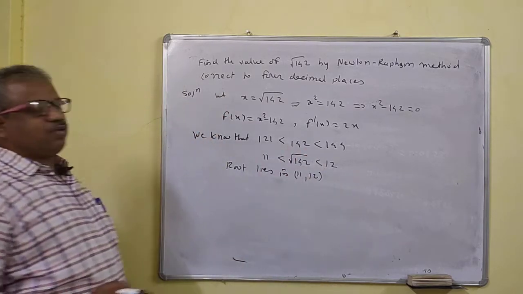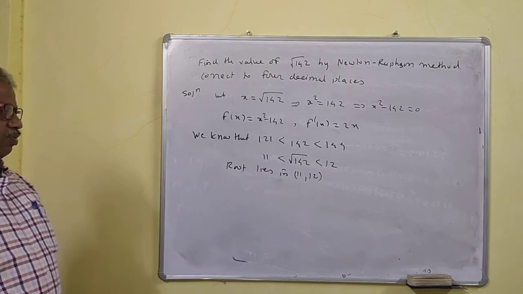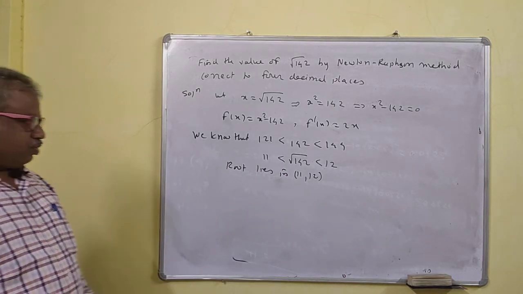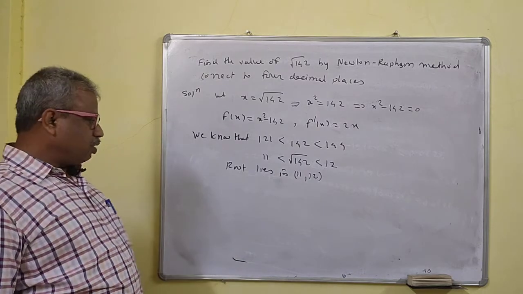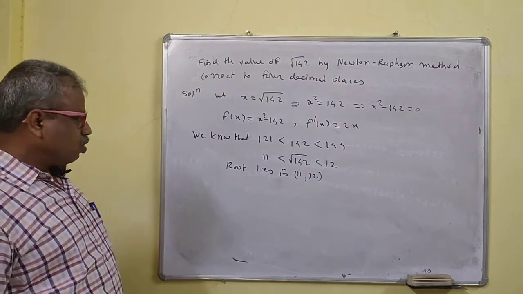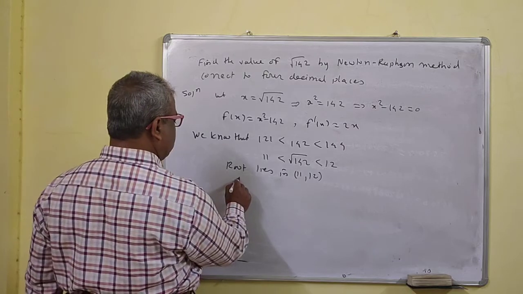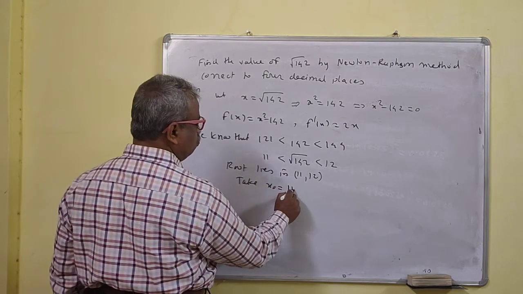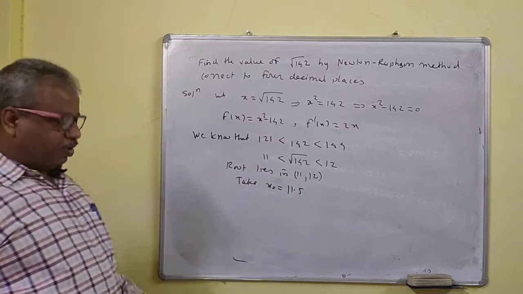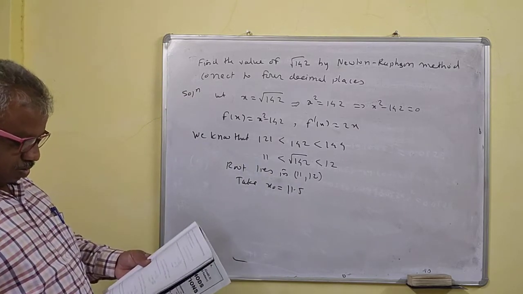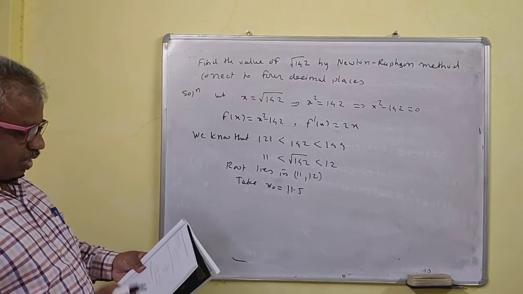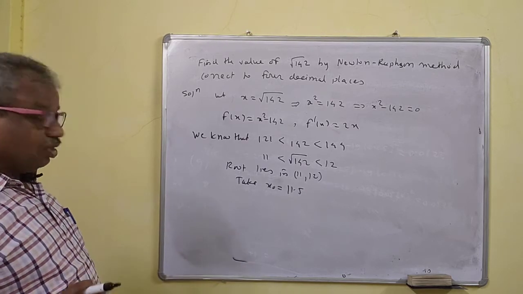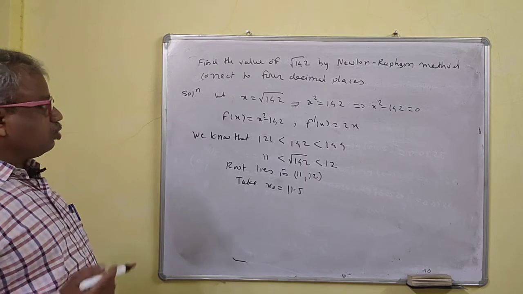Okay. So by these calculations, I got this. So where is your root? Your root is in between 11 and 12. So we will start by taking x naught between these. I will take 11.5. You may take 11.7 or 11.8, anything now here. So that is in your hand.